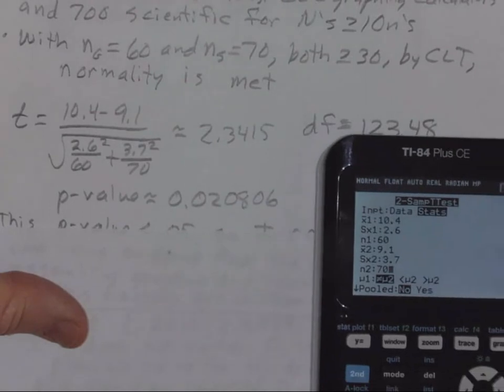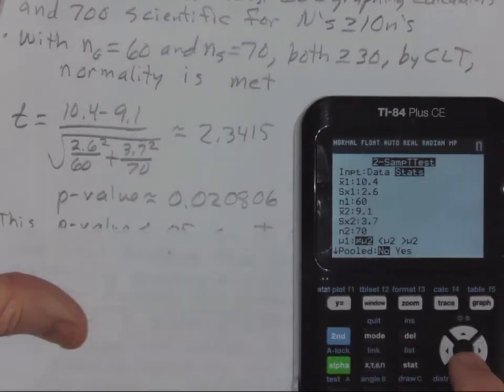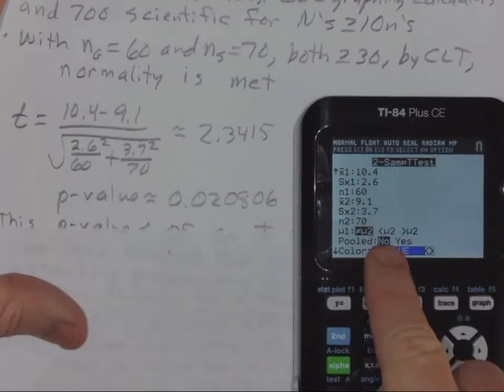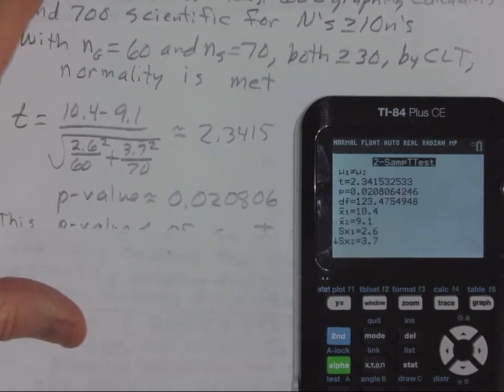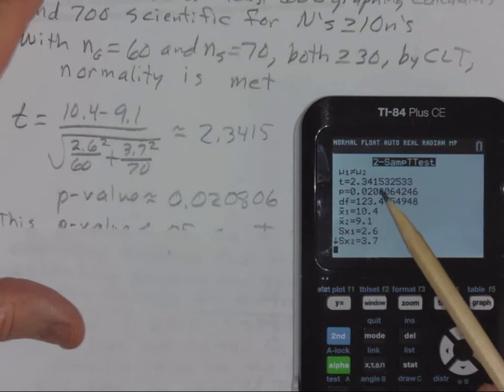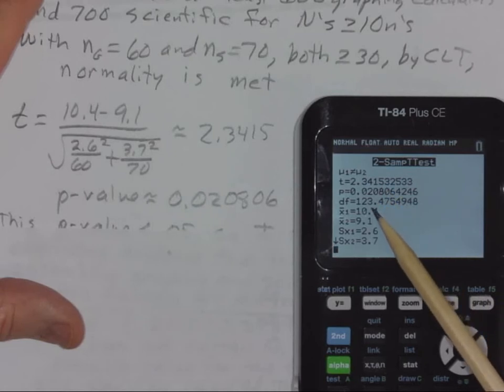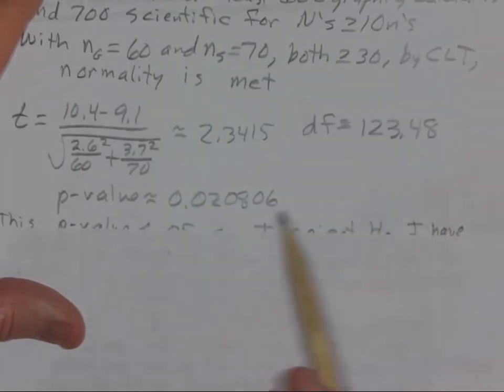Now, what you would do, the alternative is not equal to. We always say no to pooled whenever our calculator asks, and then we hit calculate, and there's our test statistic, p-value, and our degrees of freedom. Those three numbers you have to write down, and so there they are.